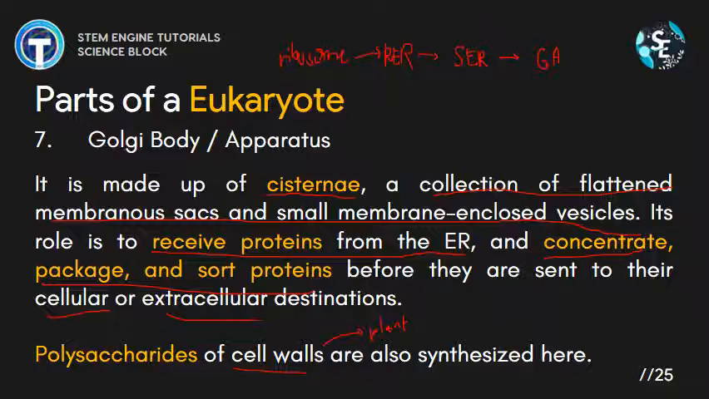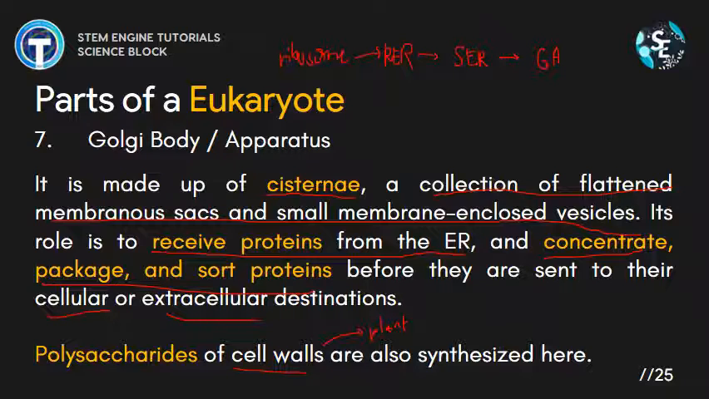So, ngayon nakikita na natin kung ano ba nagiging pathway ng isang cellular protein inside the eukaryotic cell. So, una, pupunta muna siya sa ribosome kung saan siya nabubuo. Then, pupunta siya sa rough ER, then pupunta naman siya ngayon sa smooth ER. And lastly, pupunta ngayon siya sa Golgi apparatus kung saan ngayon siya pinapackage, kinoconcentrate, and sinosort before they are sent to either cellular or extracellular destinations.